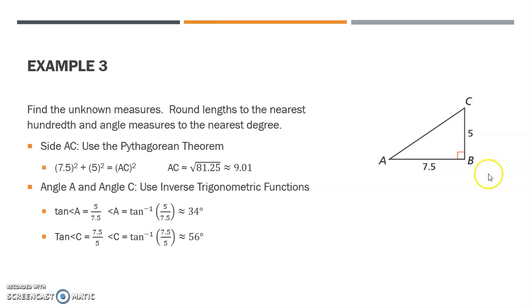For angle C, which is up here, opposite would be 7.5 and adjacent would be 5. So basically my fraction just flipped. To solve for angle C, I would do the inverse tangent of 7.5 over 5, and that gets me approximately 56 degrees. You have a check it out question coming up next.